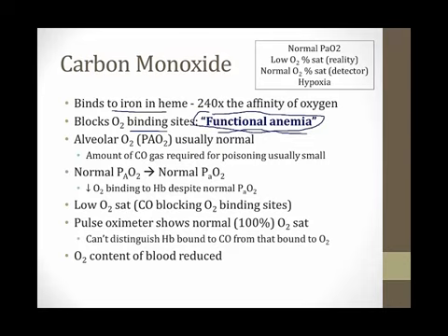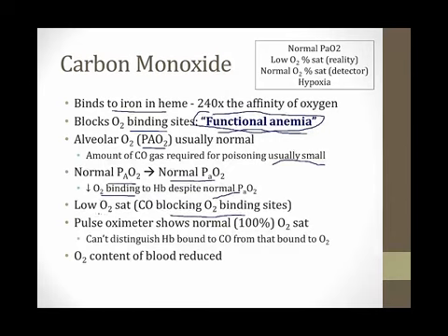The alveolar oxygen, in other words, the oxygen content in the lungs, the P big AO2, is usually normal. This is because even though patients are inhaling carbon monoxide, the amount of gas required for poisoning is usually small, so oxygen fills the alveoli at a relatively normal level. Because the oxygen content of the alveoli is normal, that leads to a normal oxygen content in the artery, a P little AO2. However, there will be decreased O2 binding to hemoglobin despite that normal PaO2, and that's because carbon monoxide is blocking the O2 binding sites.